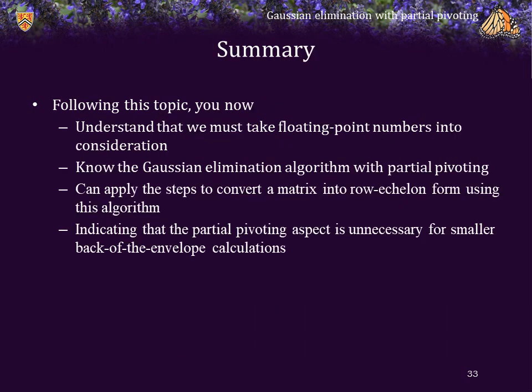So, following this topic, you now understand that we must take floating point numbers into consideration, and therefore you know the Gaussian elimination algorithm with partial pivoting. You can apply these steps to convert a matrix into row echelon form using this algorithm. And at the very end, we did indicate that the partial pivoting aspect is unnecessary for smaller back-of-the-envelope calculations, such as you may be applying in another course just to solve a simple system of 3 linear equations in 3 unknowns.